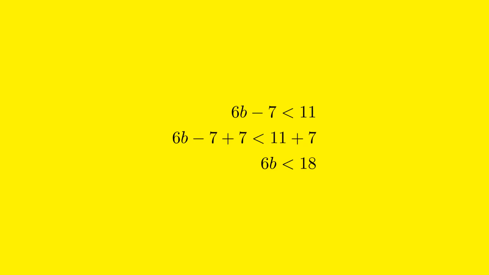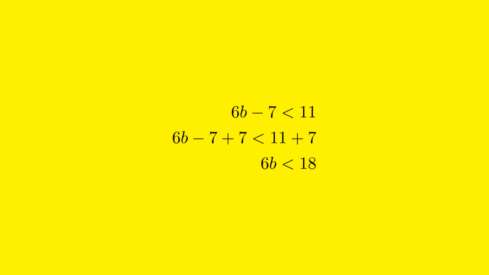To solve the inequality 6b minus 7 is less than 11, you start by isolating the variable term on one side of the inequality. The first step is to eliminate the constant term that is subtracted from the variable term. In this case, the constant term is minus 7. To do this, we will add 7 to both sides of the inequality.